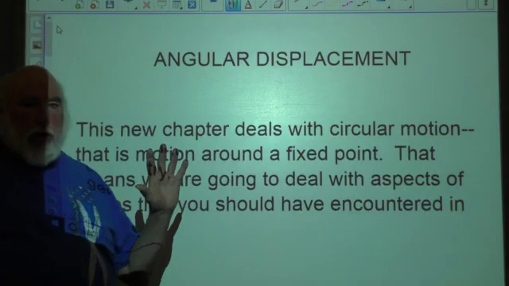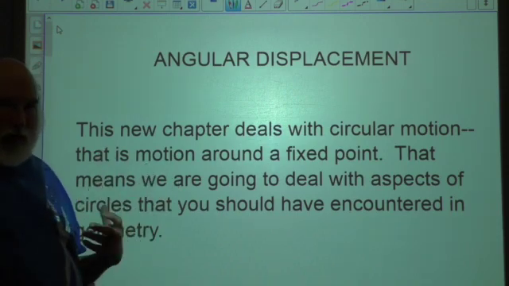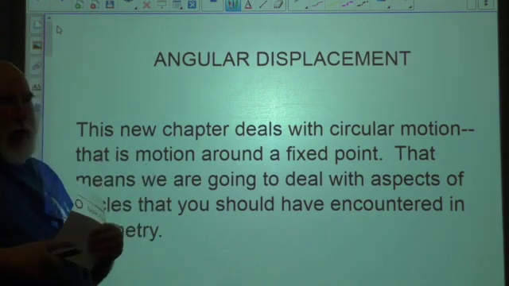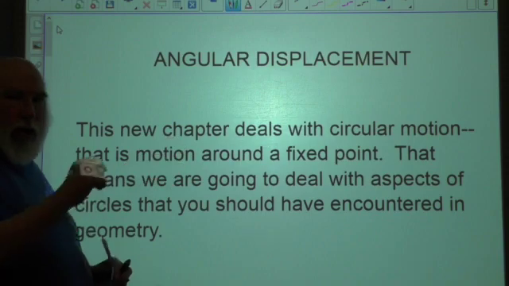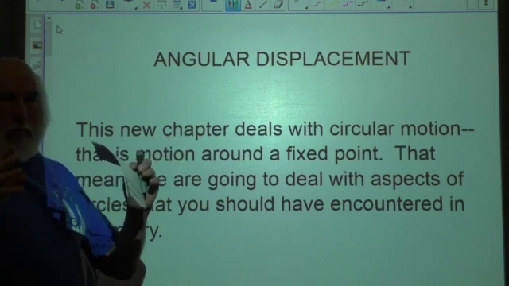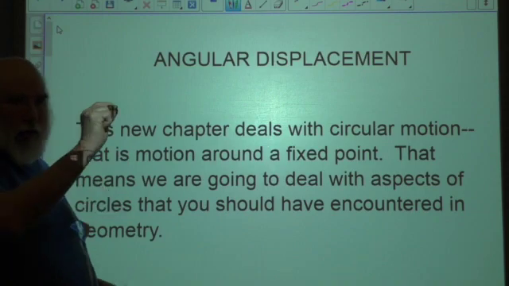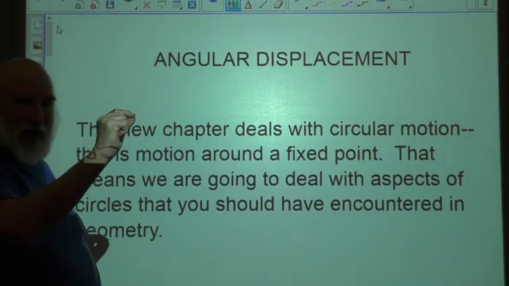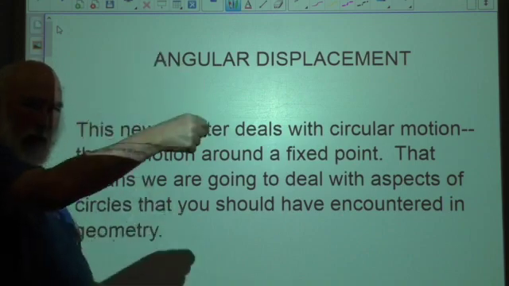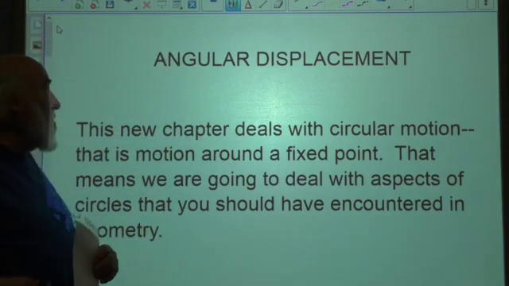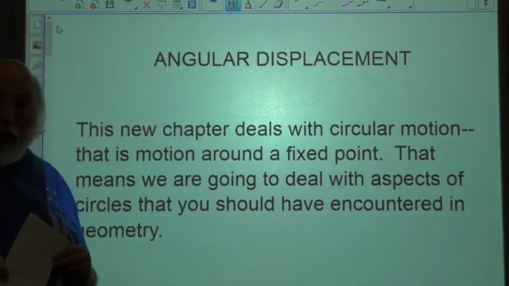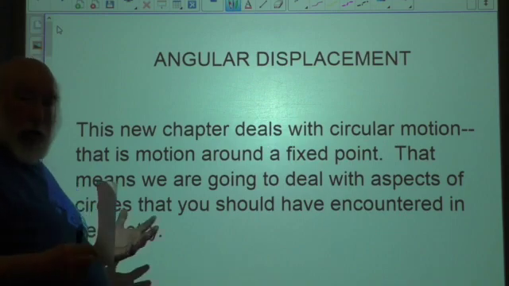All right, we're starting a new chapter dealing with circular motion, where instead of an object going in a straight line, it's held by a string or a force pulling it in, and it's not moving away from a particular point, so it stays the same distance from that point, creating the circle. That is called angular motion or circular motion.